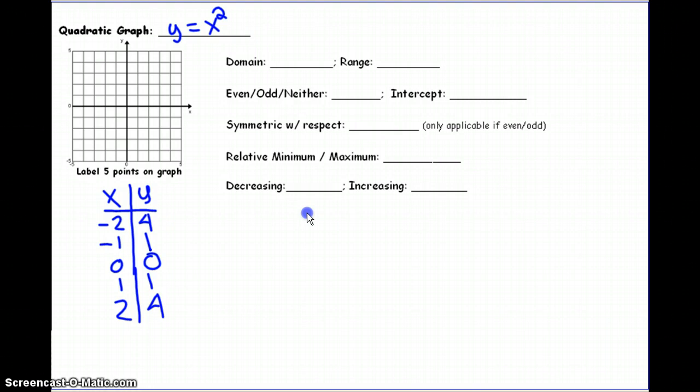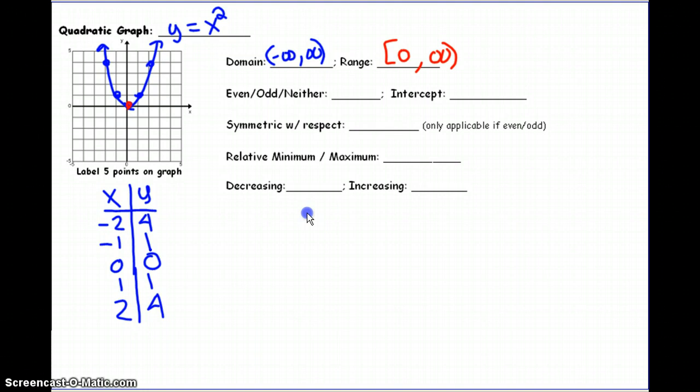So these 5 points are what I'm going to graph to help us answer these questions to the right. The general shape of a quadratic is U-shaped. The domain of my quadratic graph is all real numbers. I can plug in any value for x I want, and if you look at the graph, it goes forever to the right, forever to the left. However, the range is not all real numbers. The lowest y value I have on this parent quadratic graph is 0. The highest y value I can get is infinity, because it goes up forever.